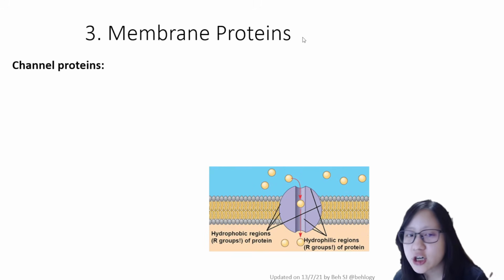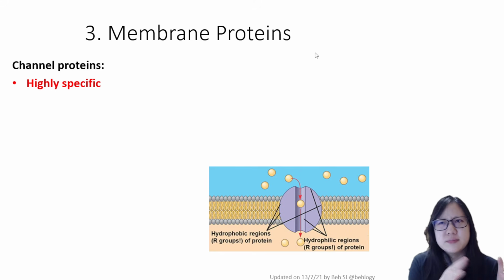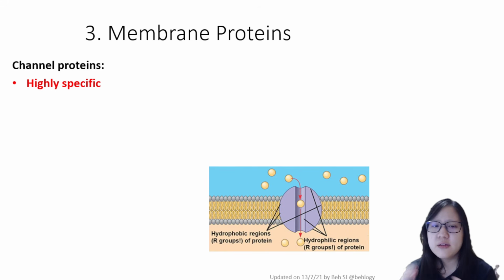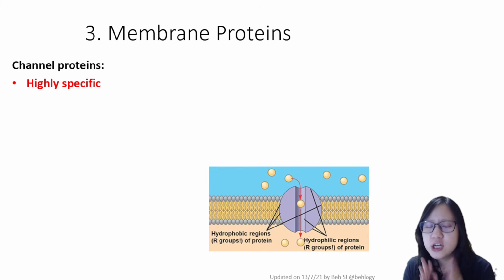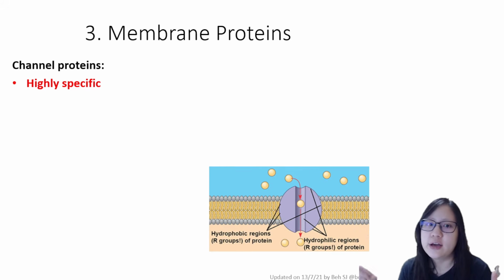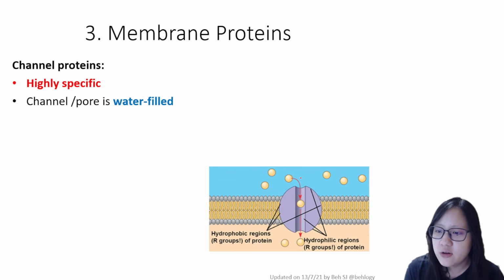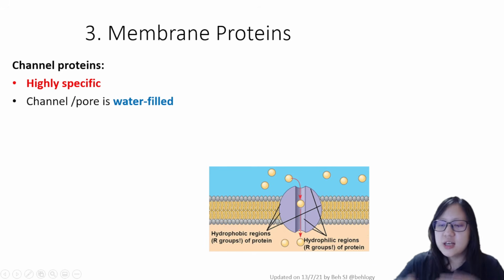Let's look at the structure of channel proteins. Channel proteins are highly specific, so if its structure is meant for a particular ion, they will only transport that particular ion. For example, hydrogen ions. So it will only transport hydrogen ions. It's very specific for that particular substance. And the channel or pore of the channel proteins is always water-filled. You can see that this pore extends from one side of the membrane to another. It's just like a hole, right?